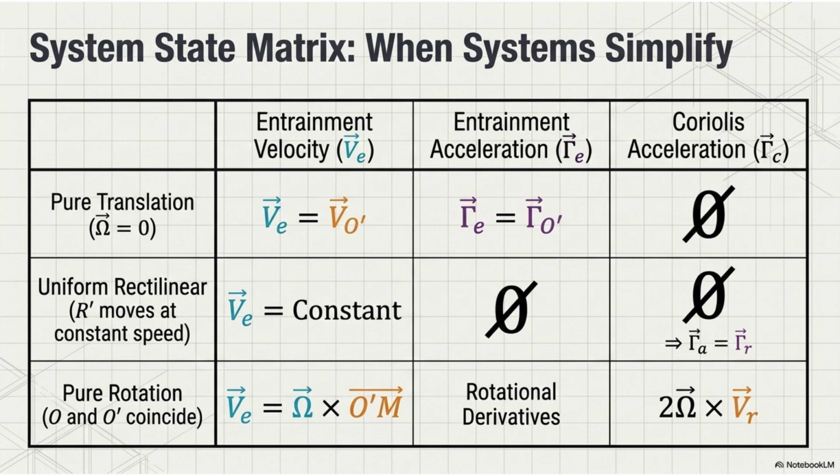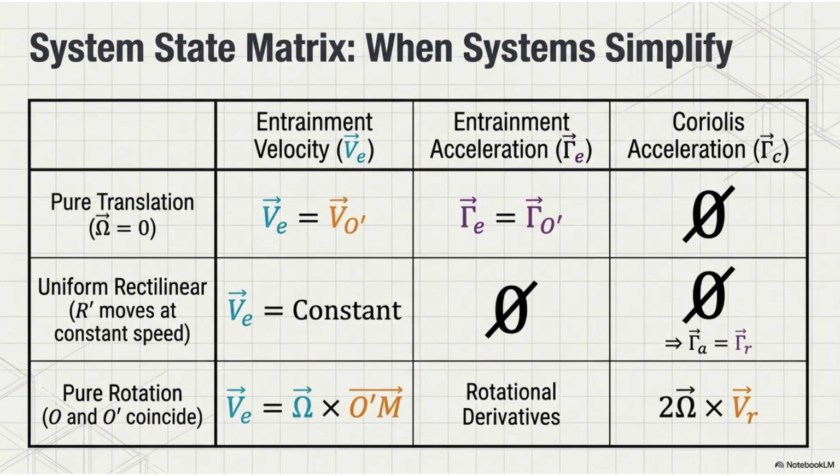The first case is pure translation, where ω = 0. Since there is no rotation, the rotational contribution disappears, and the Coriolis acceleration is also 0. In the second case, the frame undergoes uniform rectilinear translation. The entrainment velocity is constant, while the entrainment acceleration is 0.